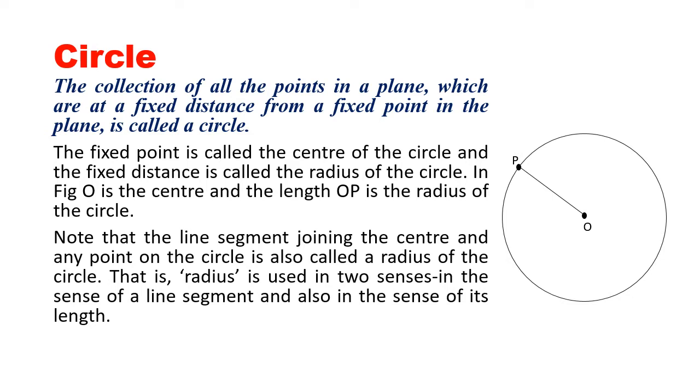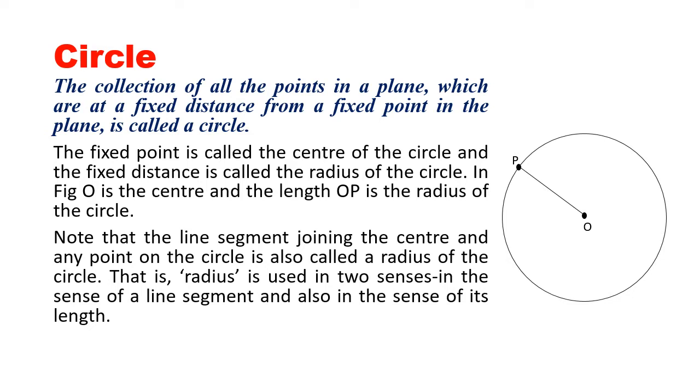So what is a circle? How do you define a circle? The collection of all the points in a plane which are at a fixed distance from a fixed point in the plane is called a circle. So two things are mentioned here. You can see what is mentioned here.